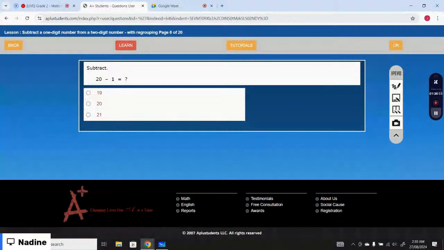Twenty take away 1, which is the correct option? 20 take away 1 is 19. It is option number 1 is the correct option. The correct option is 19.